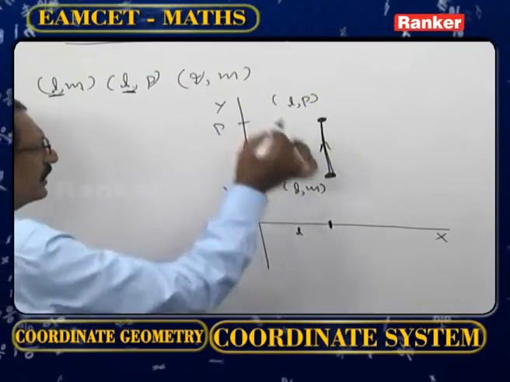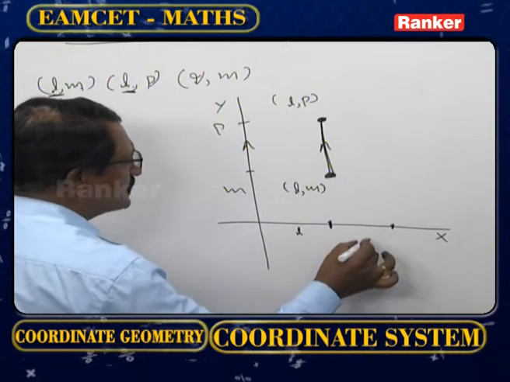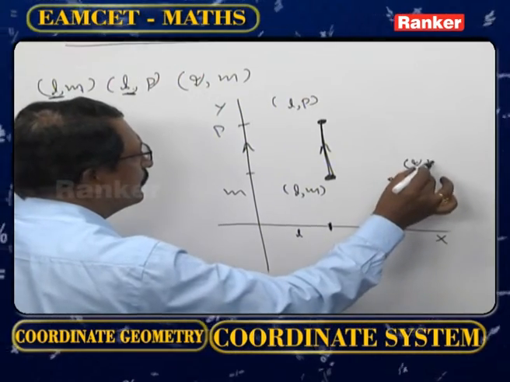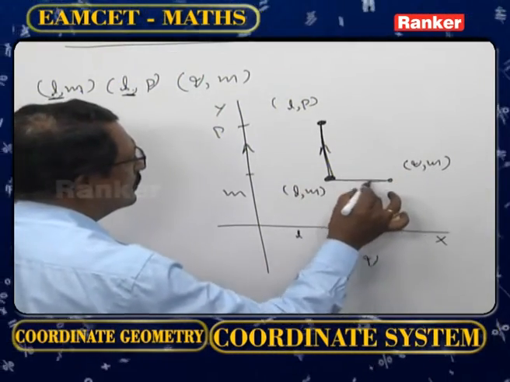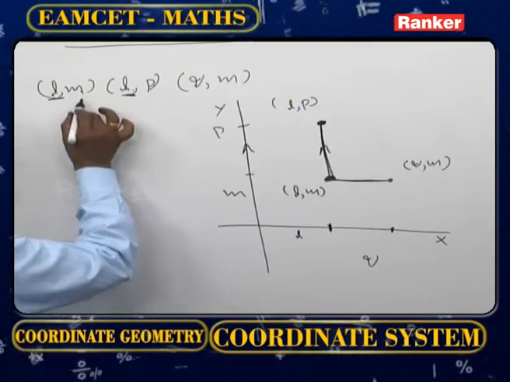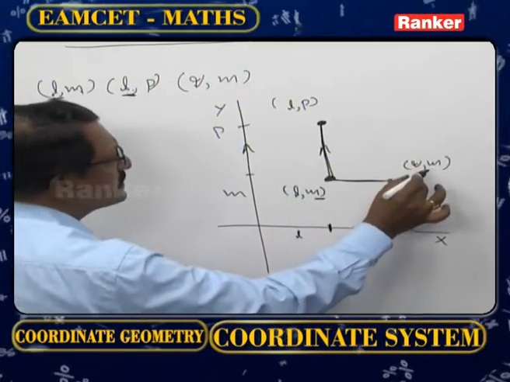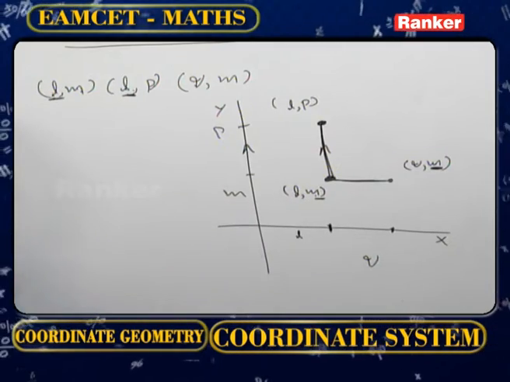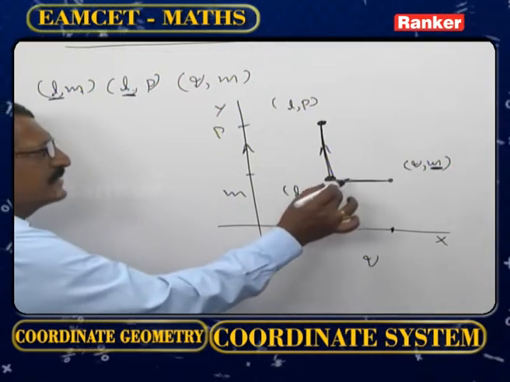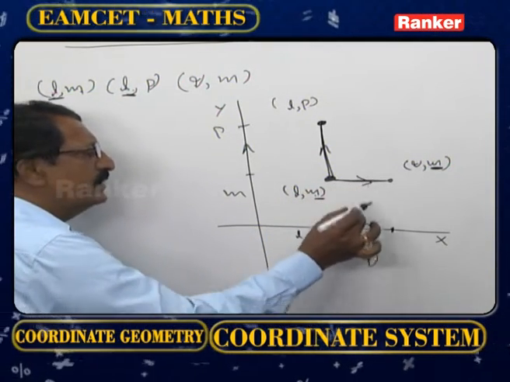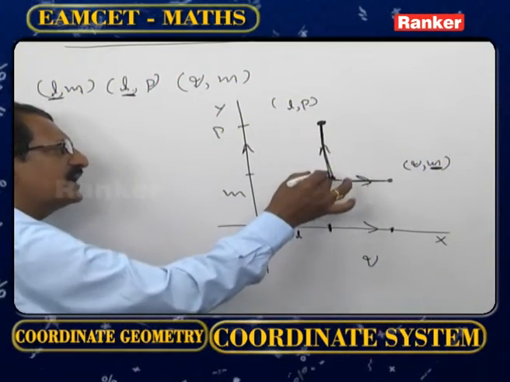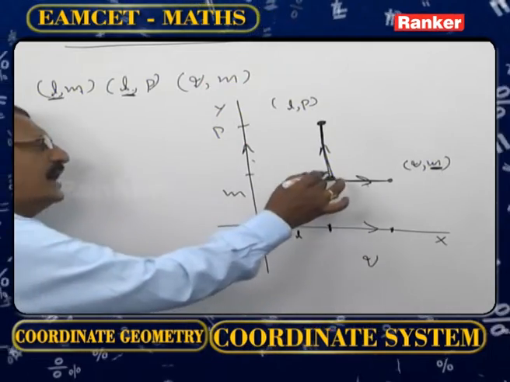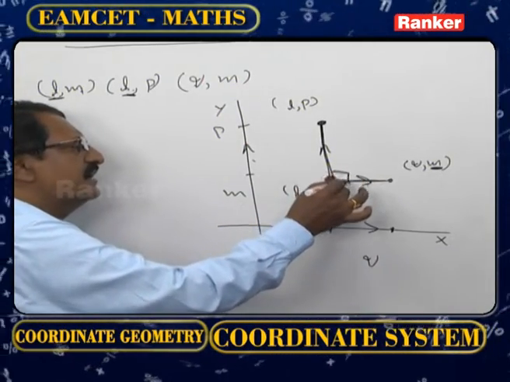Next point Q comma M. On the x axis at a distance Q units and M. Now in the 2 points, y coordinates are equal. The line segment joining the 2 points is parallel to the x axis. Now one side of the triangle is parallel to the y axis, the other side parallel to the x axis, then the angle between these two sides is 90 degrees.